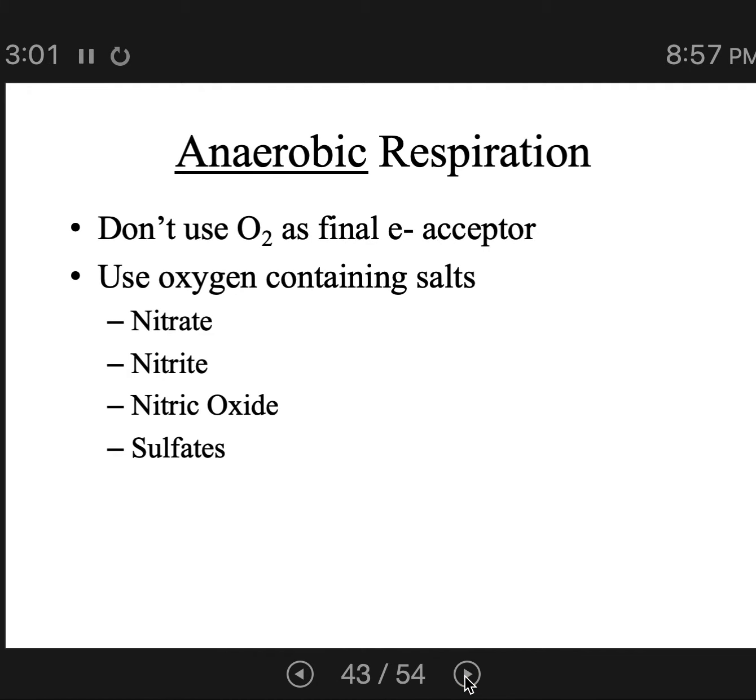Aerobic and anaerobic respiration use the same three steps. They use glycolysis, citric acid cycle, and electron transport chain. And they produce similar amounts of ATP. The only difference is that oxygen is not the final electron acceptor in anaerobic respiration. Aerobic respiration produces the most ATP per sugar molecule, but other types of respiration can be similar. Okay? So usually if it's an anaerobic electron transport chain, the final electron acceptor will either be nitrate, nitrite, nitric oxide, sulfate, some oxygen-containing salt. Okay. But mostly it's the same.